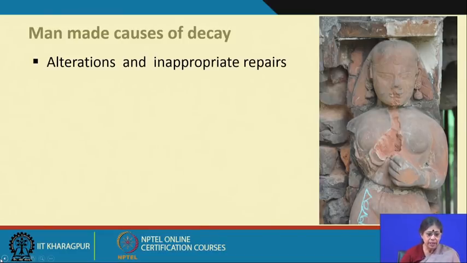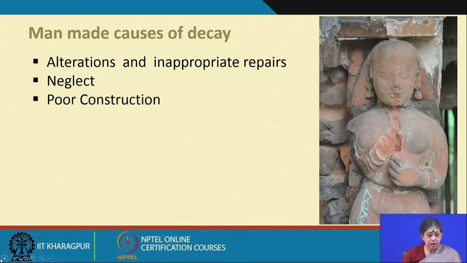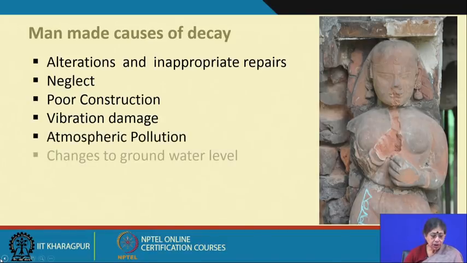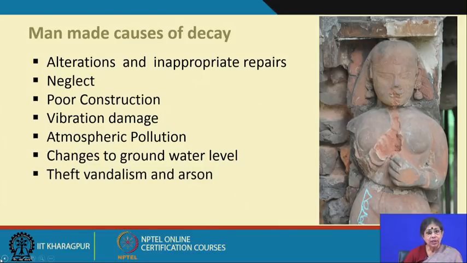They can be listed as alteration and inappropriate repairs, even if the intention is good, as it may cause some far reaching problems; neglect, poor construction, vibration damage, atmospheric pollution, changes to groundwater level, theft, vandalism and arson, wars and conflict, and tourism. We will take them one by one and briefly discuss with examples what these man-made causes of decay are.